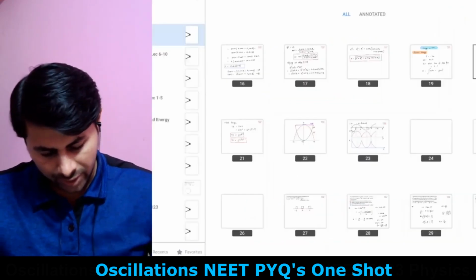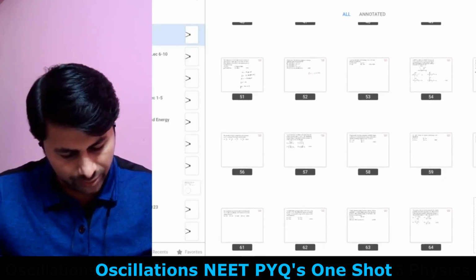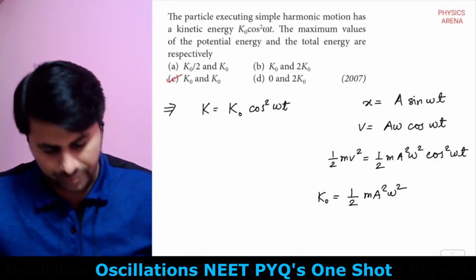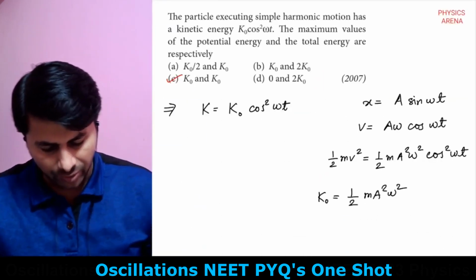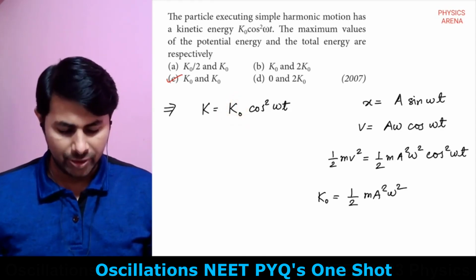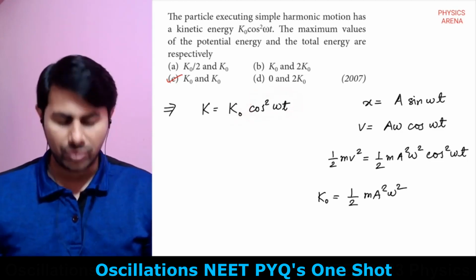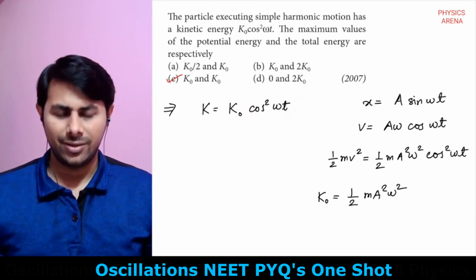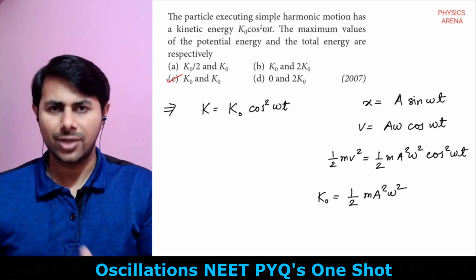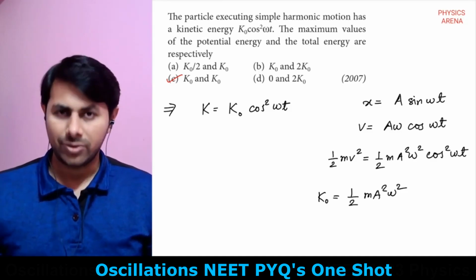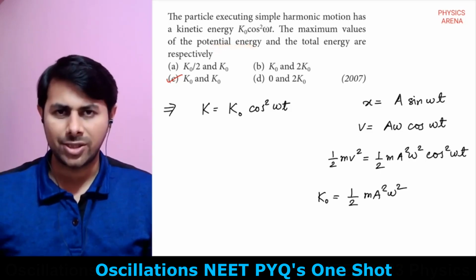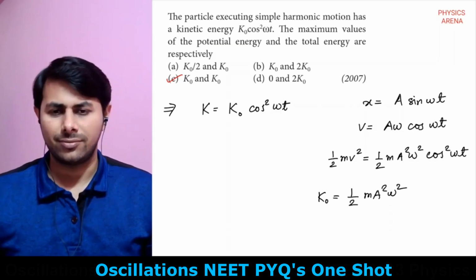So now in our problem, what is the maximum value of kinetic energy? It's k naught, right? Because the maximum value of cos square omega t is 1. Therefore, the maximum value of kinetic energy is k naught. It must be equal to total energy. So total energy is equal to k naught, and the maximum value of potential energy is also equal to k naught.